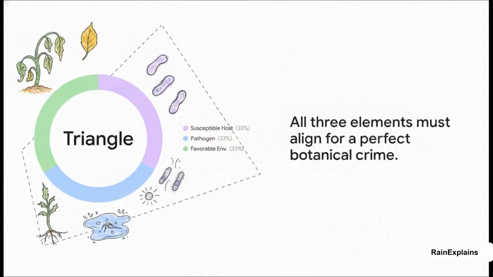Here is the crux of it. For the perfect botanical crime to happen, you need all three of these sides perfectly aligning at the exact same time. First up, you need a susceptible host. That's a plant that is genetically vulnerable or maybe just weakened by poor nutrition. Second, you obviously need the actual pathogen to be present and active. And third, you need a favorable environment. Think high humidity, weirdly warm temperatures, or soggy, poorly drained soil. Get this, even if a totally devastating fungus is hanging around in your garden, if the plant is highly resistant and the environment is nice and dry, the disease simply cannot take hold. All three elements must connect.